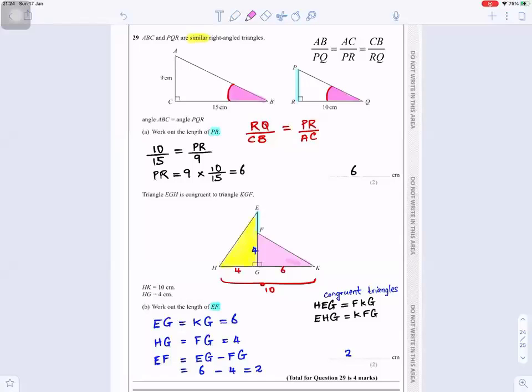That's the complete answer for question 29.